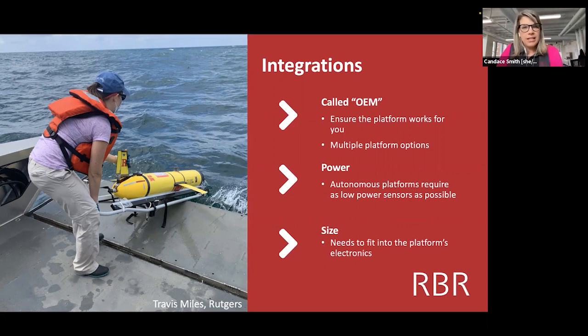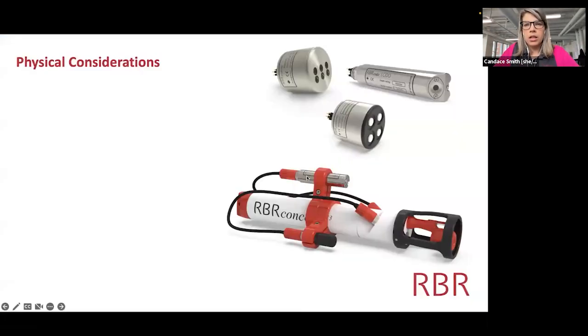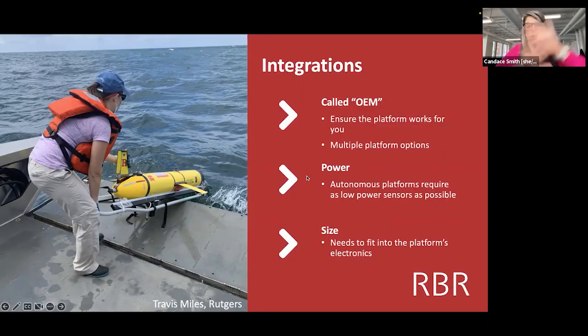And then the size. These aren't huge pieces. You can see the scale here from Rutgers, that this is a glider and then this is a human. So the sensors can't be gigantic to fit on here. Okay, so those are the technical considerations for the different applications that I think of, again, profiling, moored, and integrations.